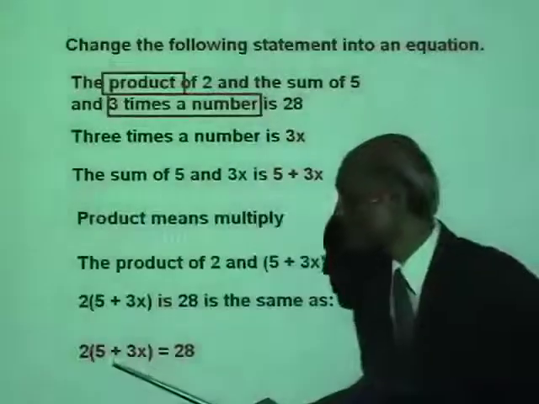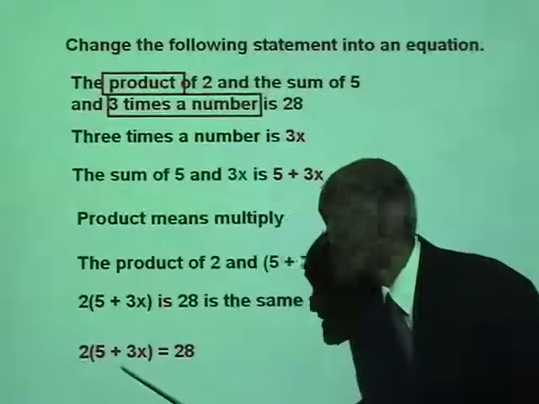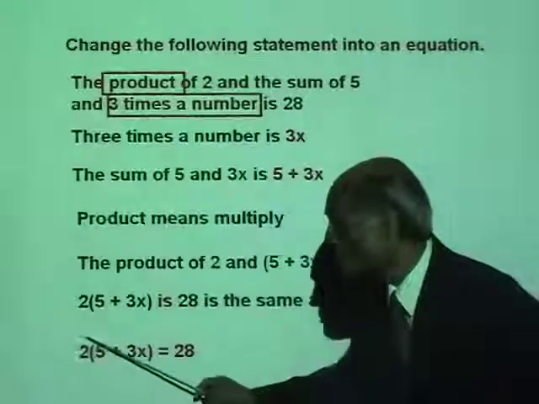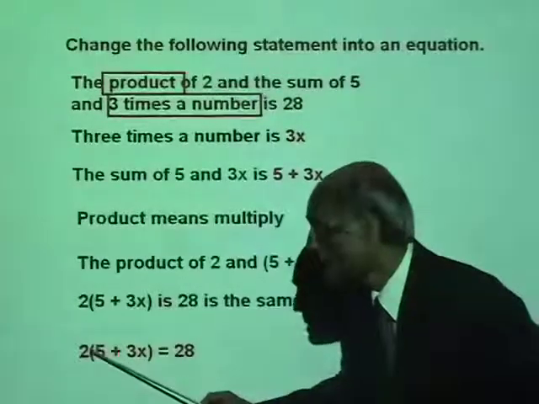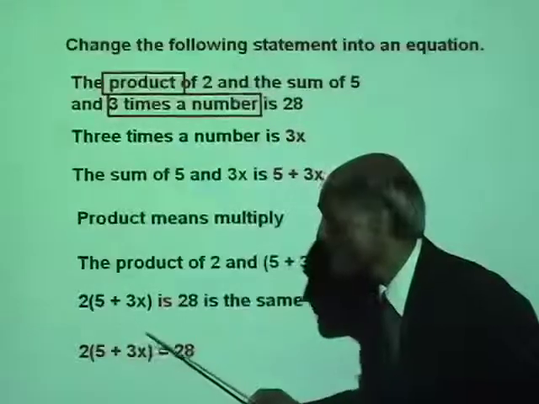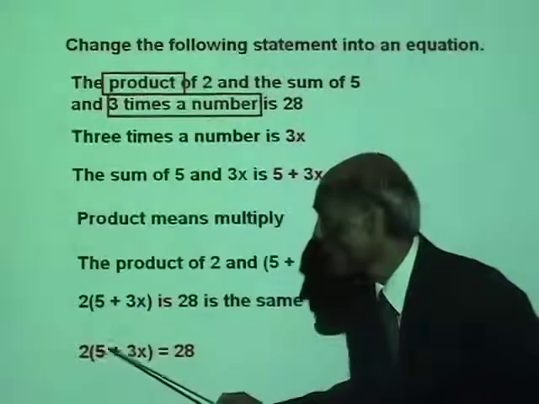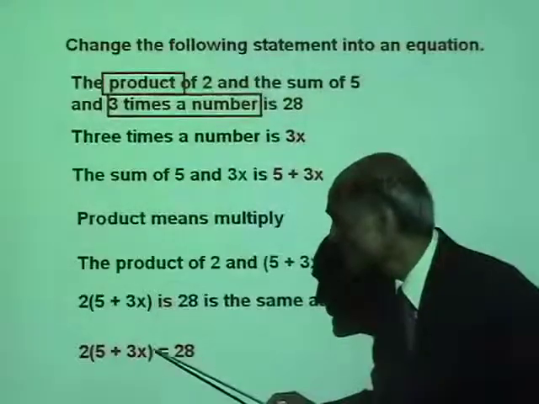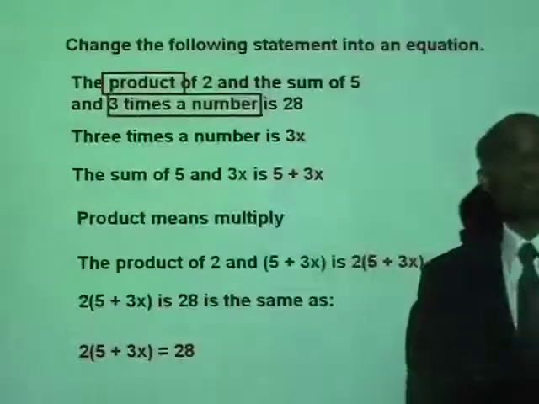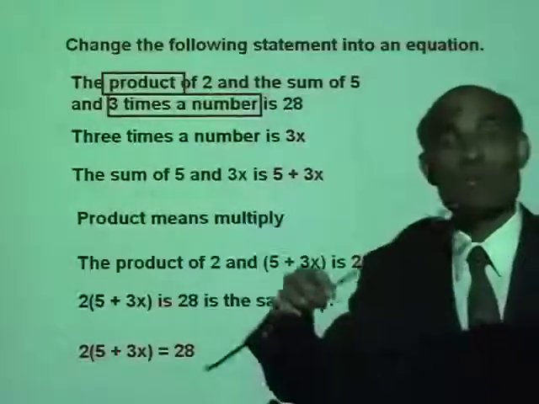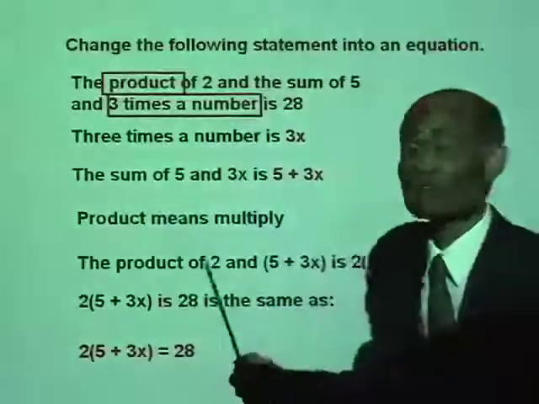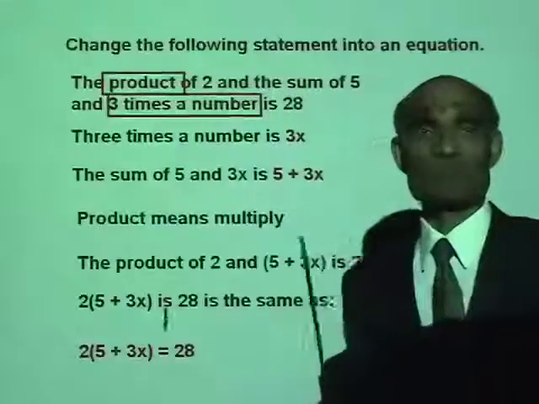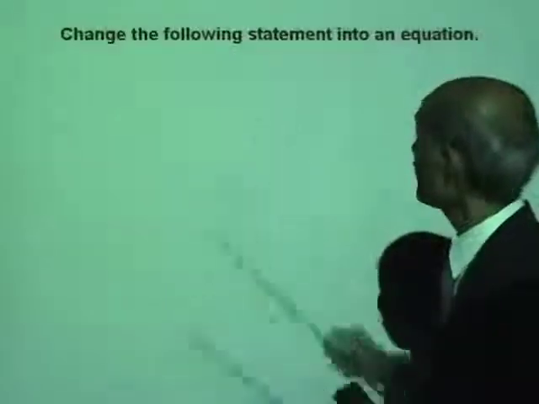Now look at this again and talk about it. The left hand side is the product. Product of what and what? Product of 2, and the second quantity is a sum. Sum of 5 and 3 times the number. And that product equals 28. We have our equation. Now, you must learn the skill of translating statements like this into equations. Alright? Let's do another one.